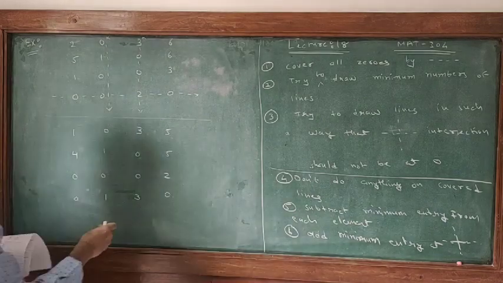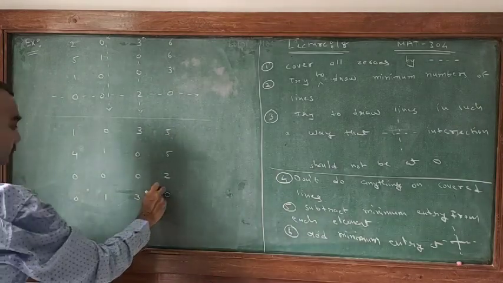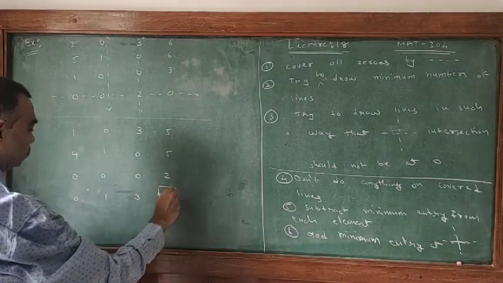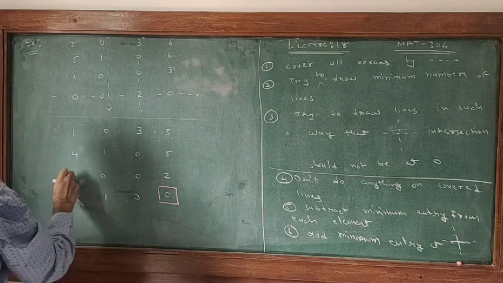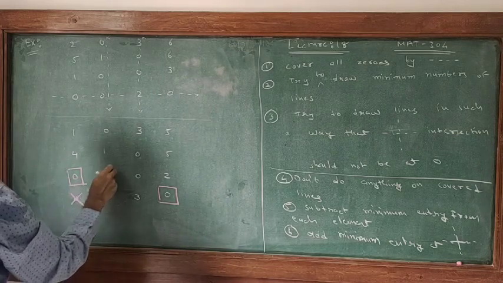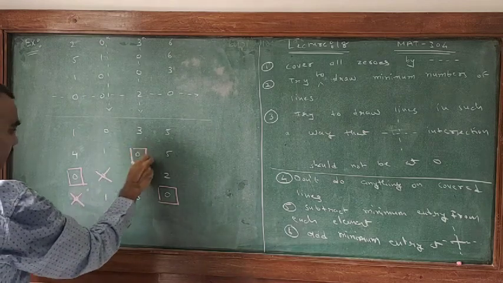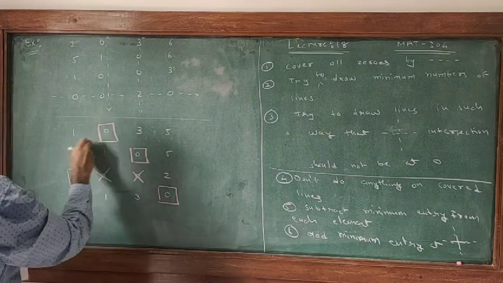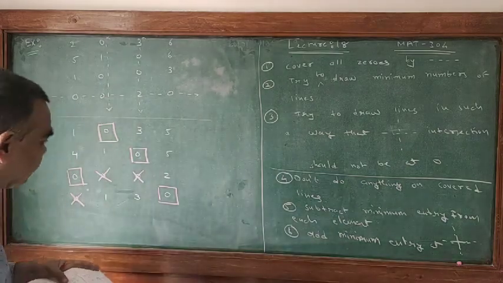Yes, we have a single 0, it is here. Therefore, we can't choose this one. Means we have to choose this one. Means we can't choose this one and this one. Means we have to choose this one and this one. So this will be our answer.